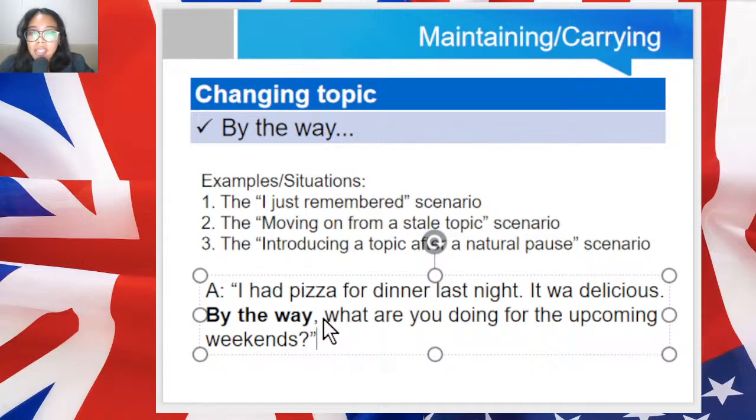Okay, that is how you can use this particular phrase. Although it looks so simple, it functions a lot of things. It helps the conversation to maintain and to carry it. Okay.